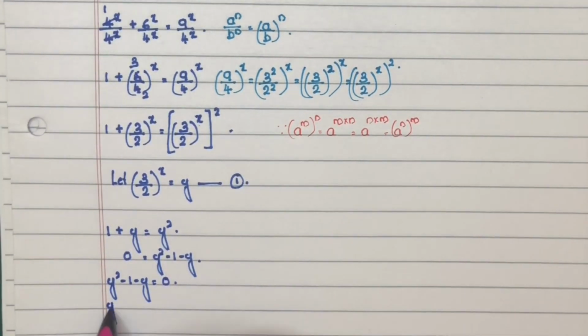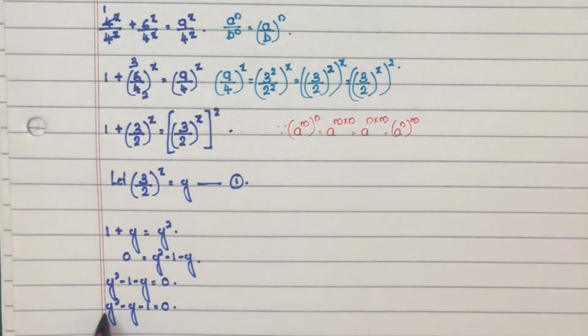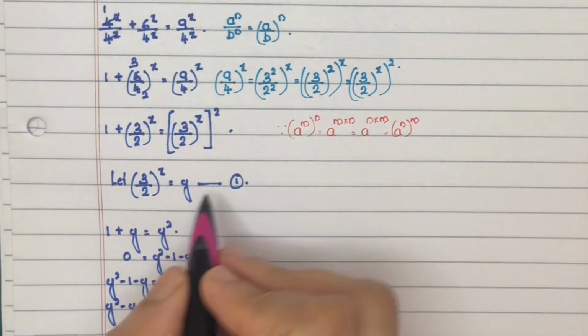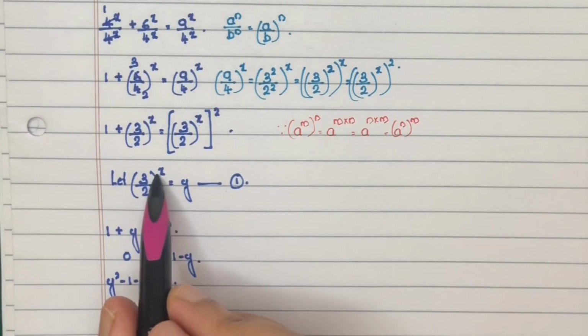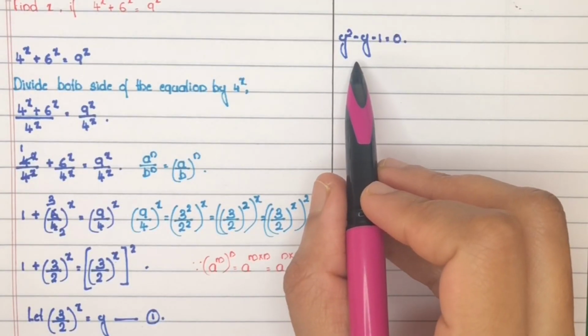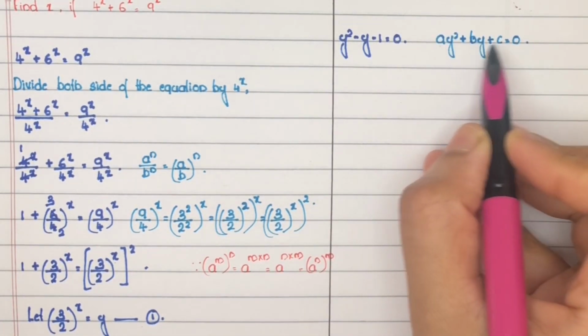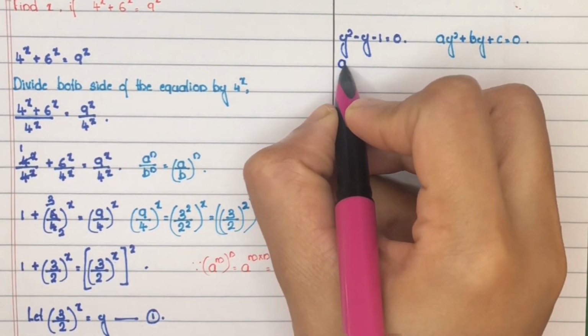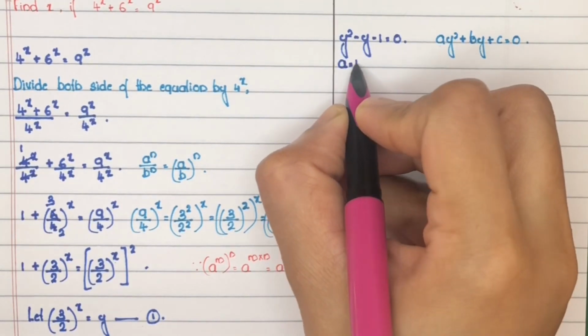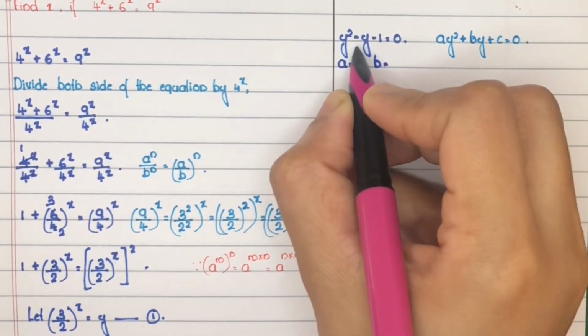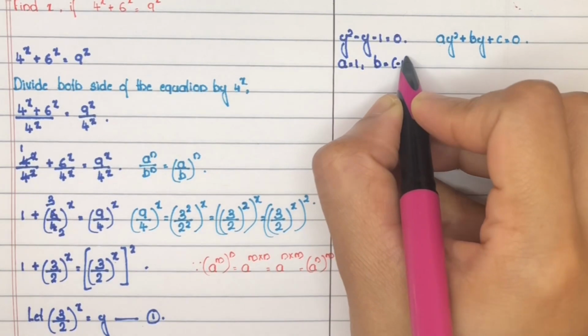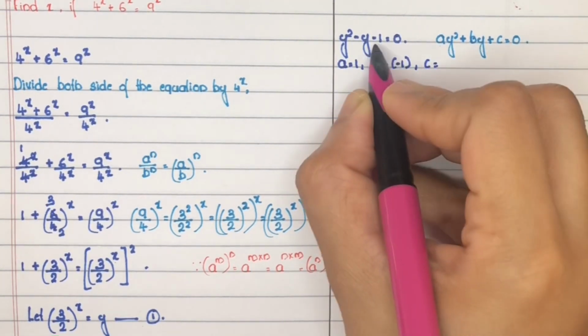Rearrange this. First square term y square, next 1 degree, y square minus y minus 1 is equal to 0. 2 degree equation, quadratic equation. So by solving this quadratic equation, we can find out the values of y and substitute in equation 1 to find the value of x. First compare this with the general equation and find the values of a, b and c. a equal to coefficient of y square, 1, b equal to minus 1, and c equal to constant, minus 1.